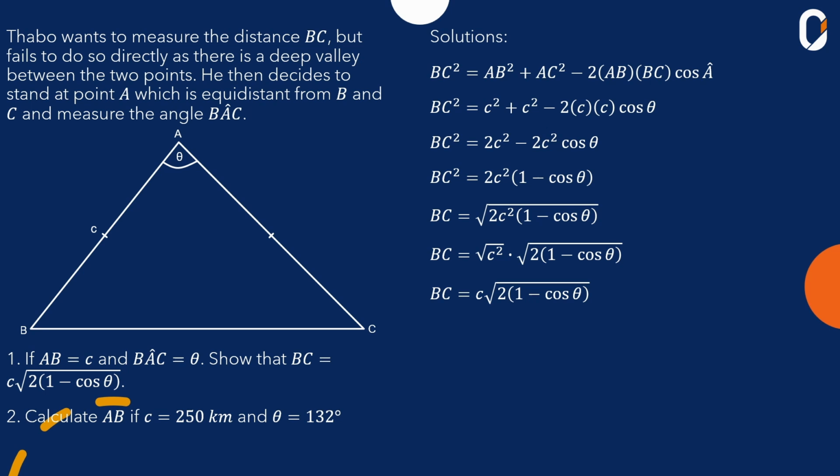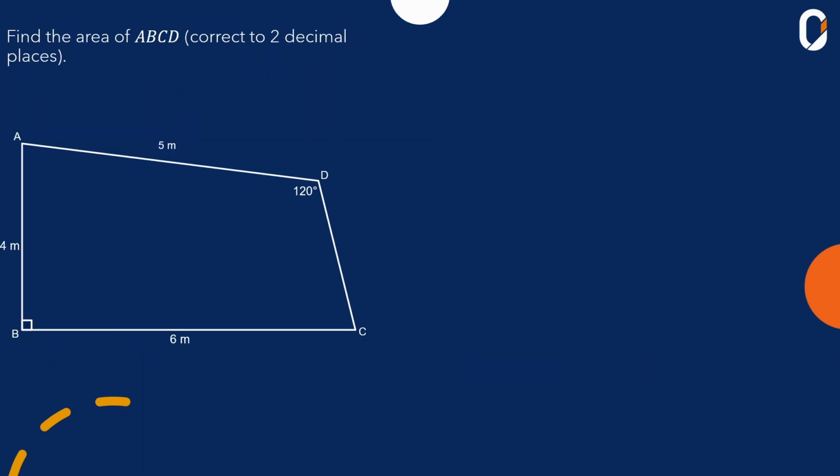Moving on to the second question, which states, calculate BC if C is equal to 250 kilometers and theta is equal to 132 degrees. I'm just going to go on and substitute everything into the formula that I've found. That is, BC is equal to 250 multiplied by the square root of 2 times 1 minus cos of 132 degrees, and that will give me a BC value of 456.77 kilometers.